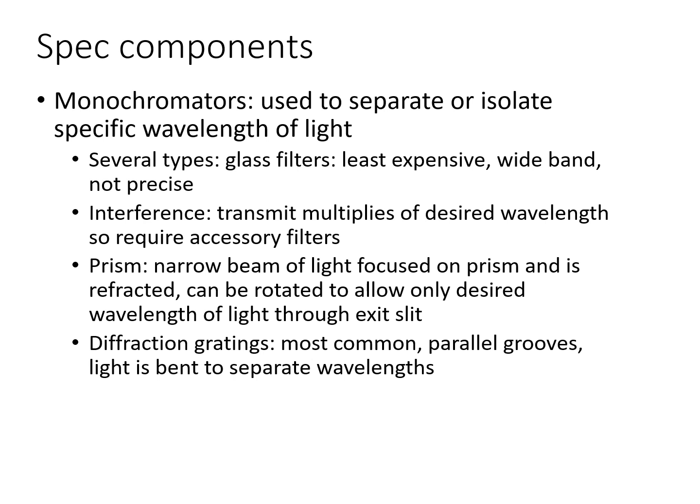And then we have interference filters, which transmit multiples of desired wavelength. Need accessory filters to block unwanted wavelengths. The prisms, where a light beam is refracted through the prism. Rotation allows selection of the desired wavelength via the exit slit. The diffraction gratings, which are the most common ones that you're going to find today, are made of parallel grooves. The light is bent or diffracted to help separate the wavelengths.